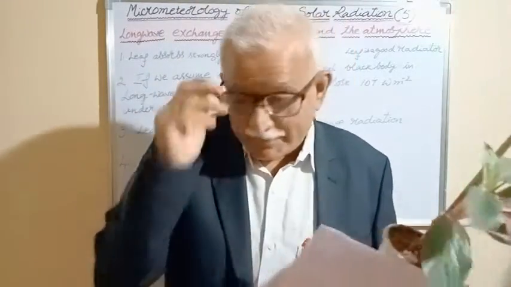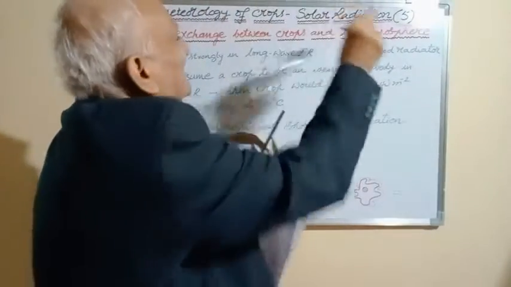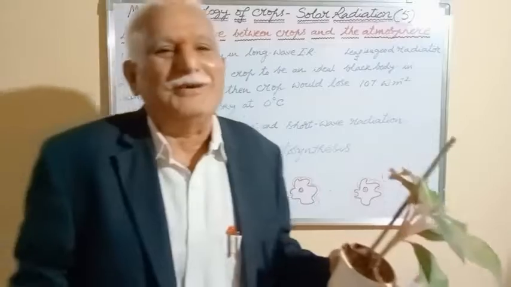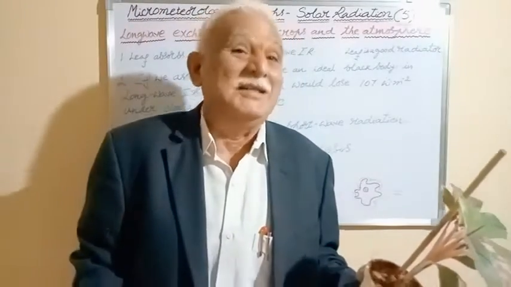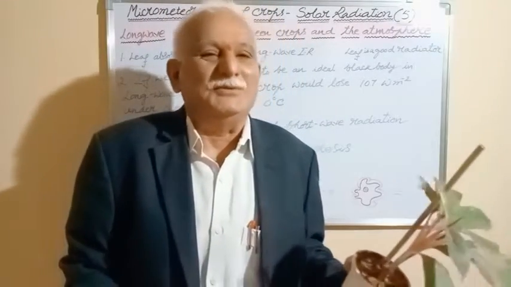So why I am telling is, I have taken 5 classes of micrometeorology, crops and solar radiation. 5 classes. This is the 5th class. In 2 minutes I am going to complete it. You should understand what Radha Murthy told.